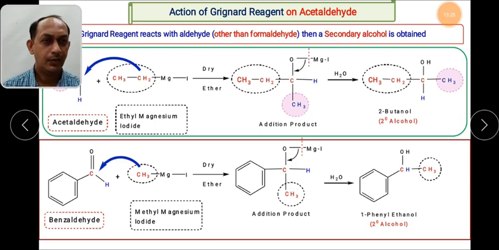1-phenyl ethanol. So is it a primary, secondary or tertiary alcohol? Of course it is a secondary alcohol. OH is attached to a CH group. So this part is coming from benzaldehyde and this H. This CH3 is coming from the Grignard reagent. If here you want a C2H5 group, take the C2H5 group in the Grignard reagent.